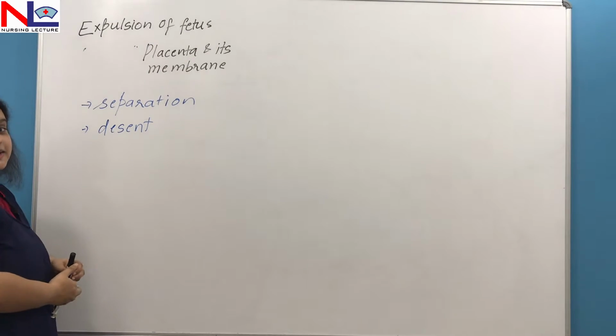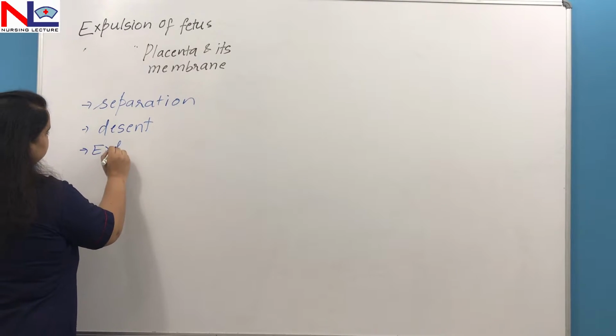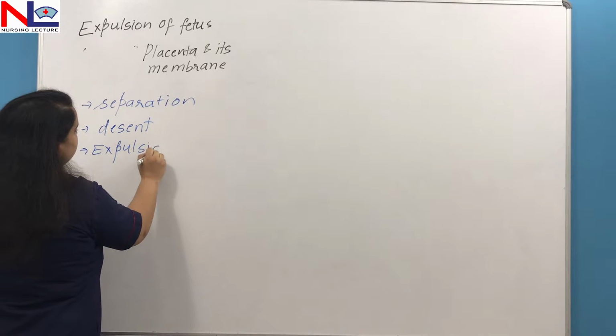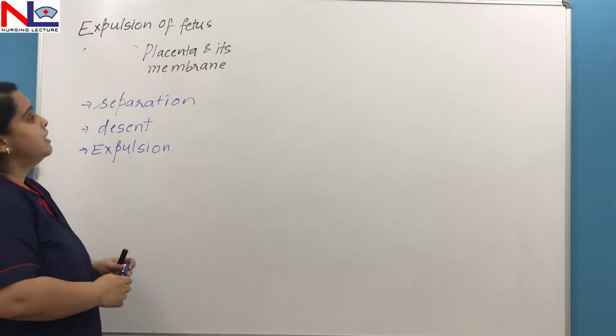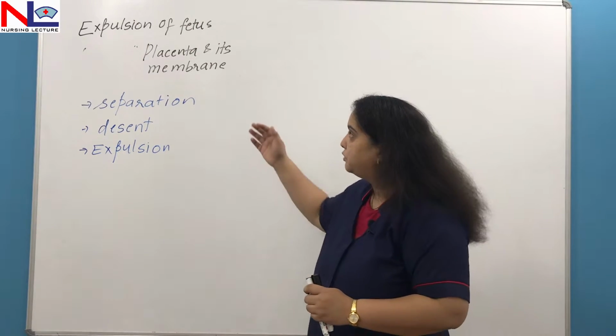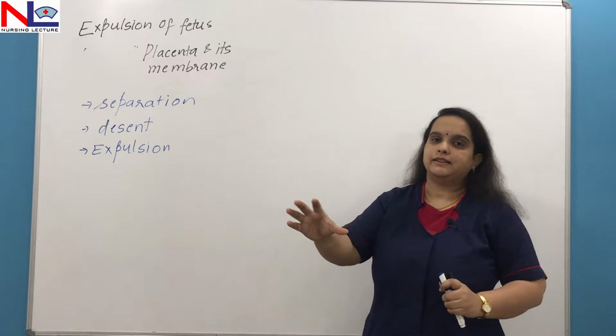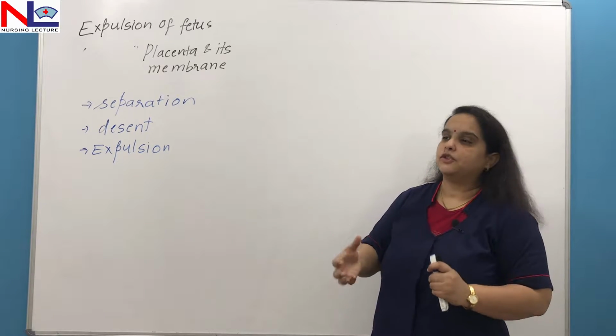Now after the descent, what is happening? Finally there is the expulsion of the placenta, right? So these are the three important events which are going to take place in this whole process: the separation, then the descent, and finally the expulsion.